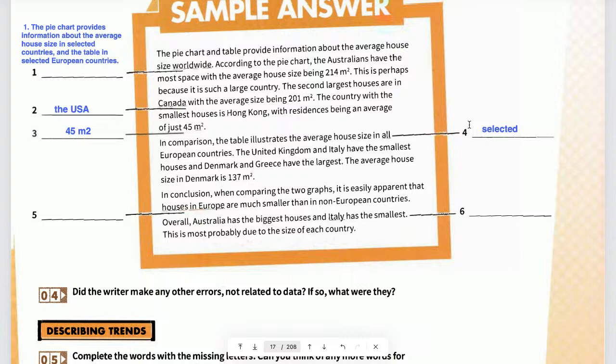Can we use the words non-European countries in this case? Yes or no?